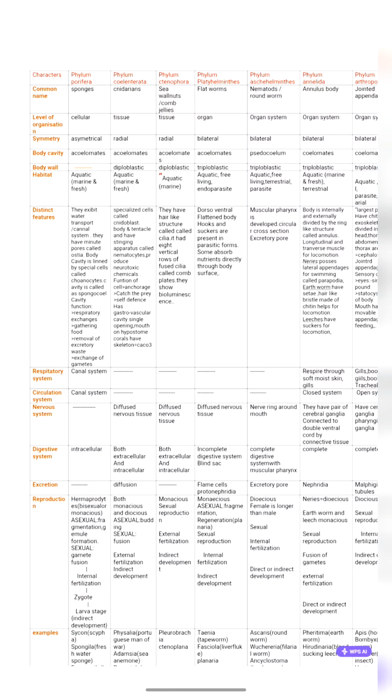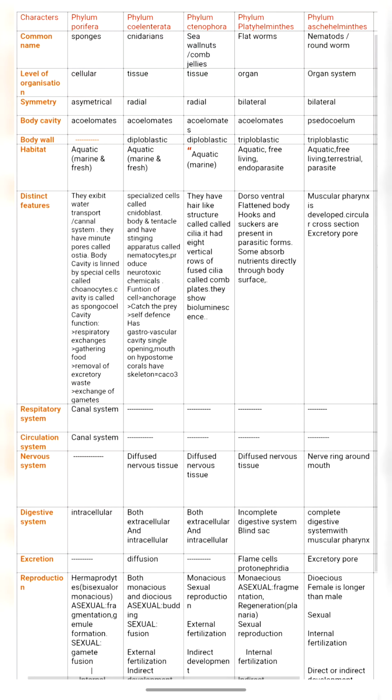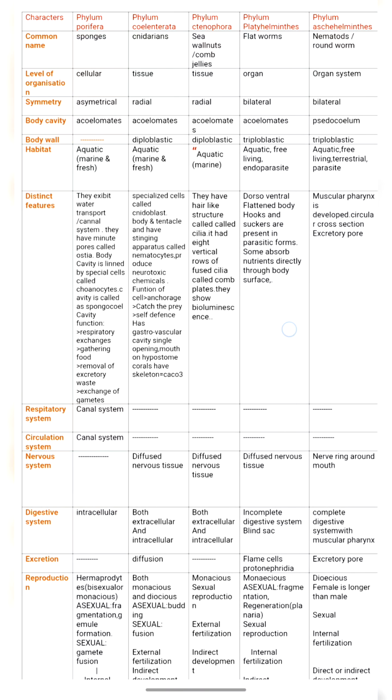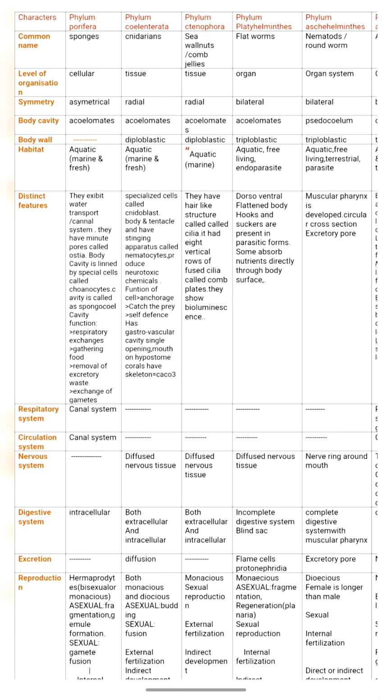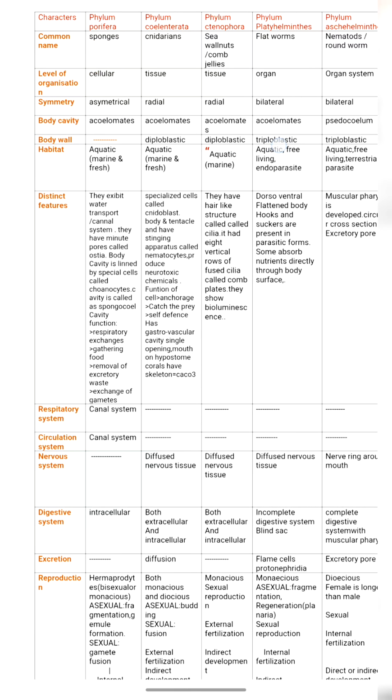Next, symmetry is bilateral symmetry, which means the body can be divided into two equal halves through a single plane passing through the center only. Radial means through any plane. Next, body cavity is acoelomate, and body wall is triploblastic. See the modification: diploblastic was there before, and now triploblastic.